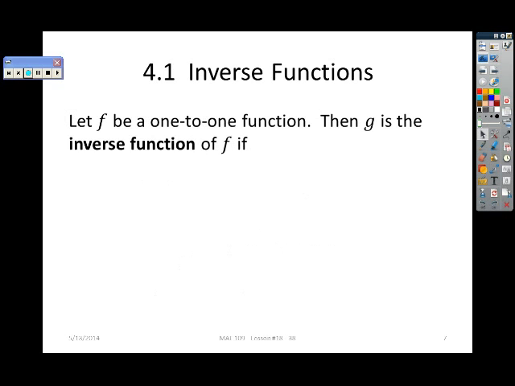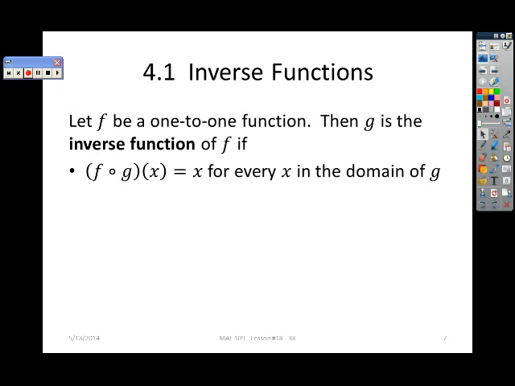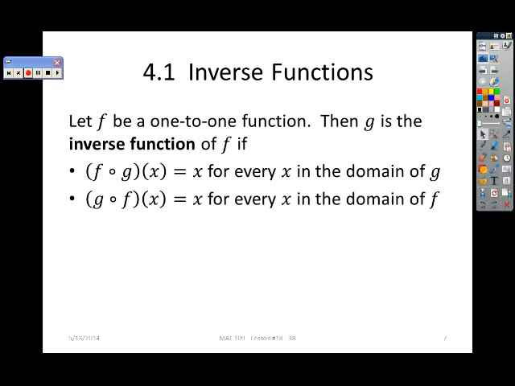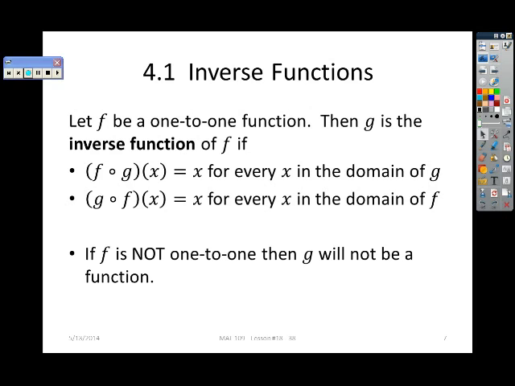So if f is a 1-to-1 function, and that's a requirement that it be a function and it be 1-to-1, then if g is an inverse, it must be true that the composition f of g gives x and the composition g of f gives x for every x. That's the mathematical statement of what an inverse function is.